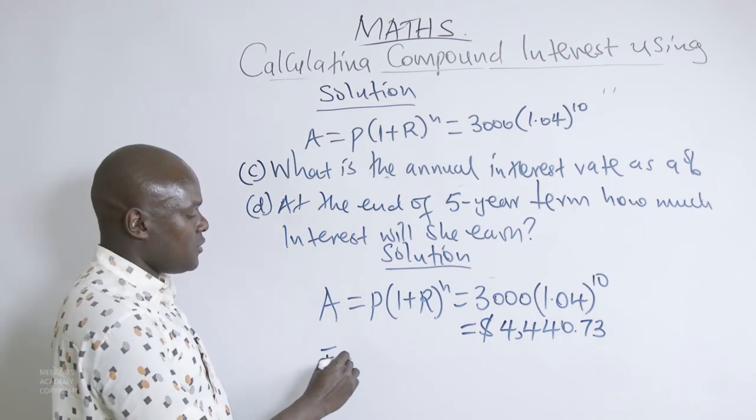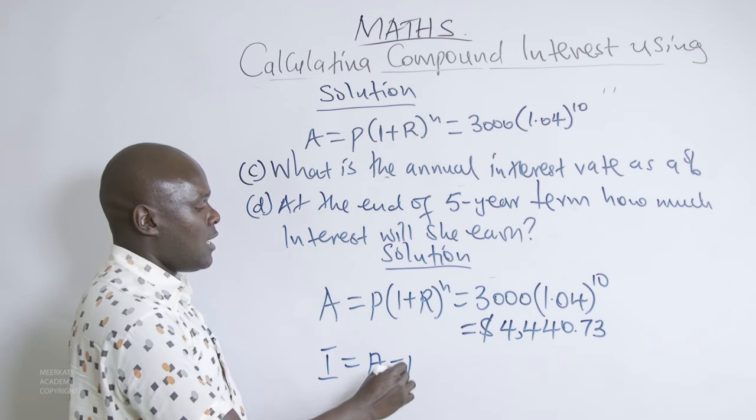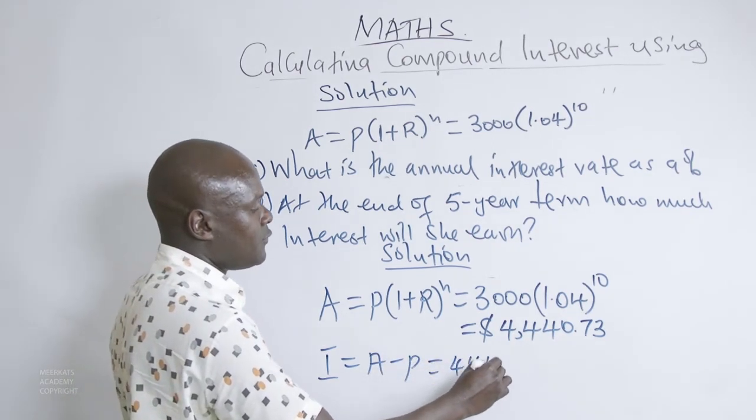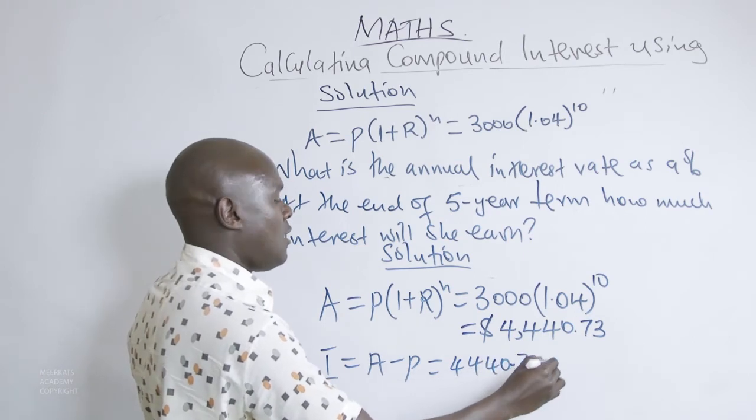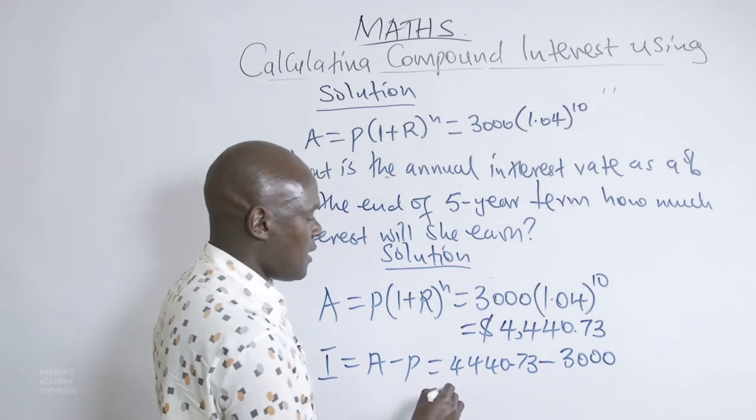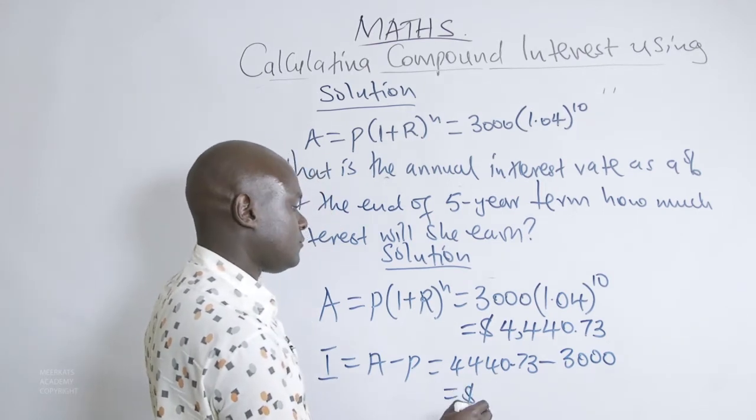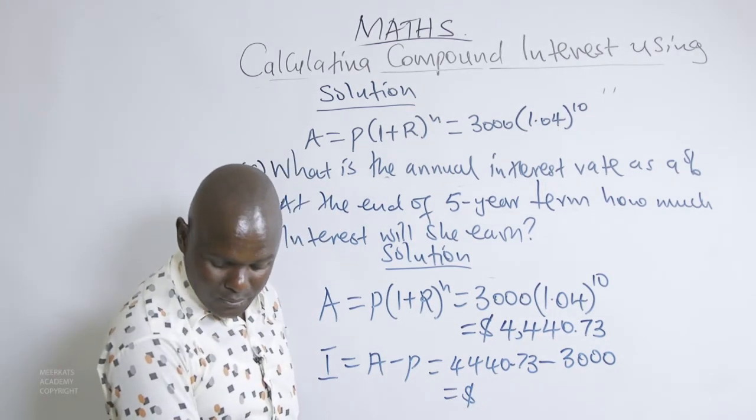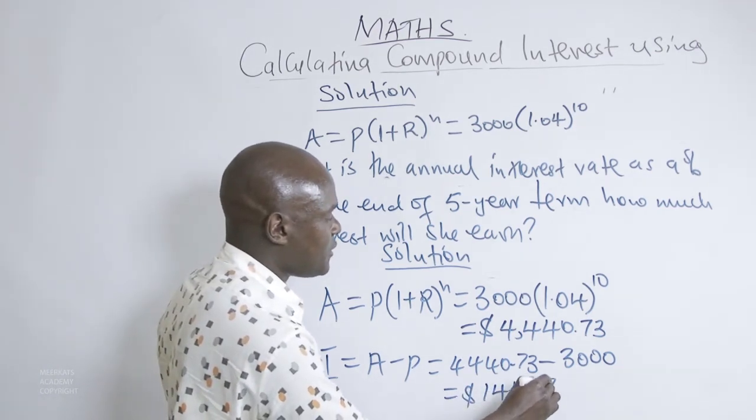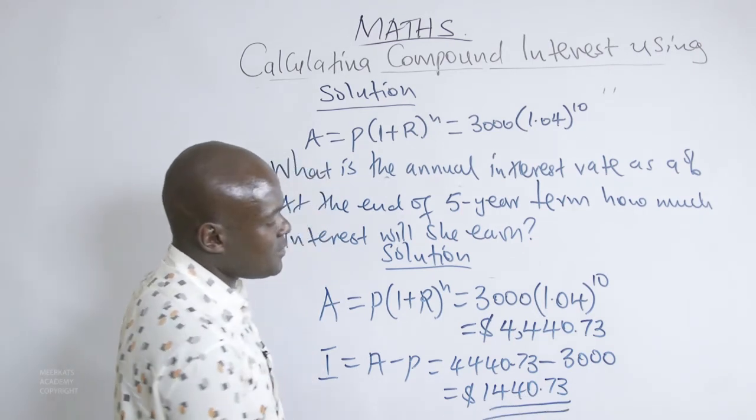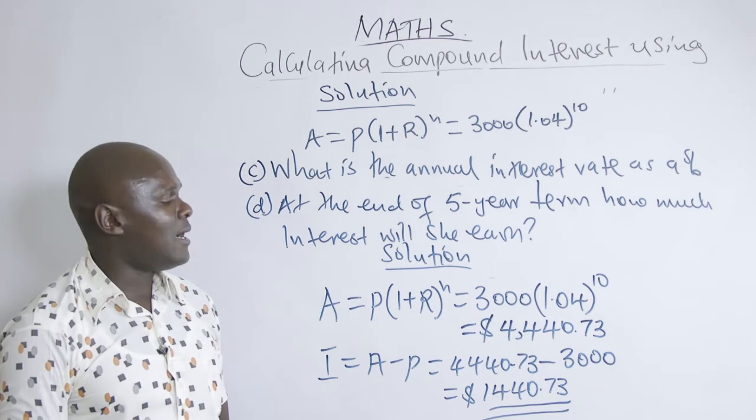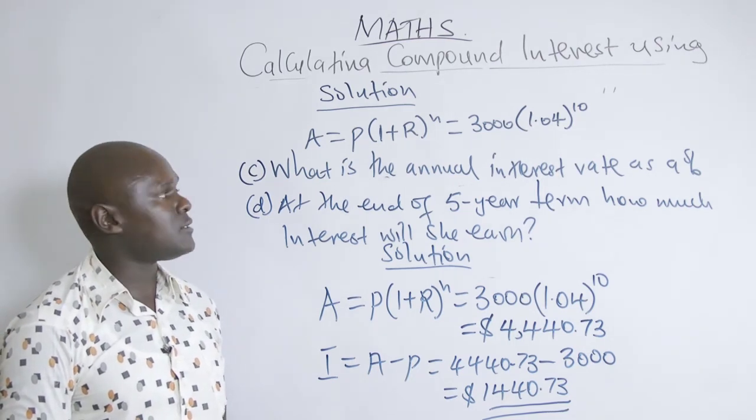This is the amount, but we are asked to calculate the interest. The interest is the difference between the amount and the principal. The amount is $4,440.73, while our principal is $3,000, and this will give us $1,440.73. This is the compound interest that will be earned over a period of 5 years.